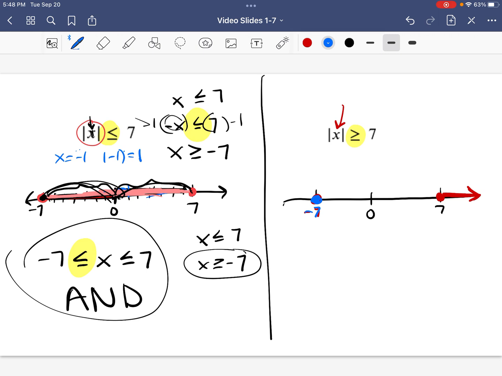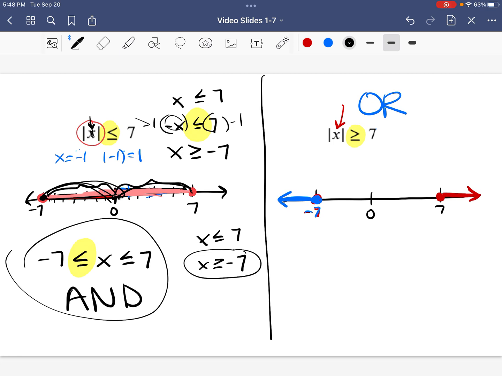So you can see the color. What if I plugged in -8? That would have a distance from 0 of bigger than 7, right? Or 9 or 10. So notice that if the absolute value is greater than 7, then I end up with what looks like an OR problem. One of those OR inequalities that we were working on yesterday.